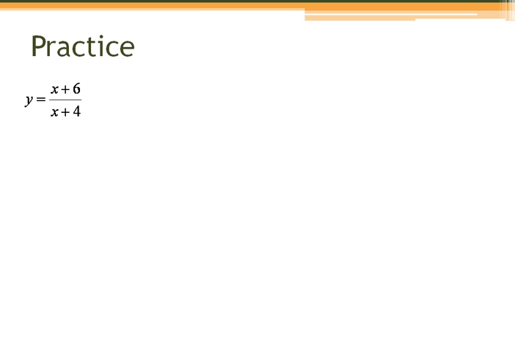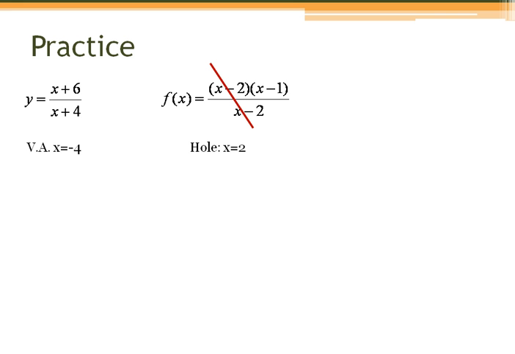A few examples to practice here. Think about it for a second. Will we get a hole or a vertical asymptote? If you said vertical asymptote, you are correct, at -4. Next, first step, factor that top. We can cross out the x minus 2's, which gives us, instead of a vertical asymptote, a hole at 2. That's the big difference: holes versus vertical asymptotes.